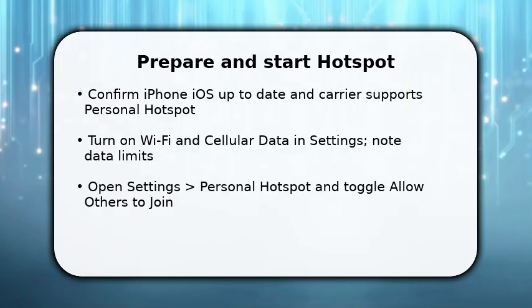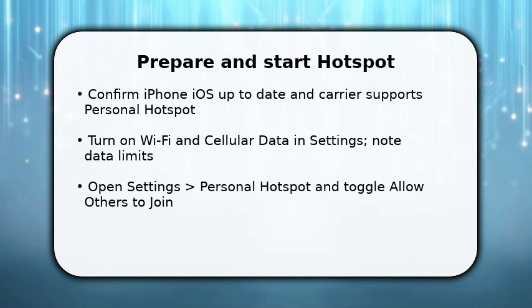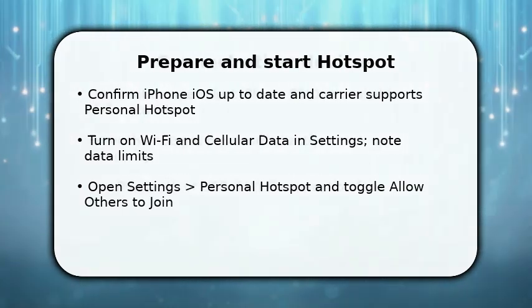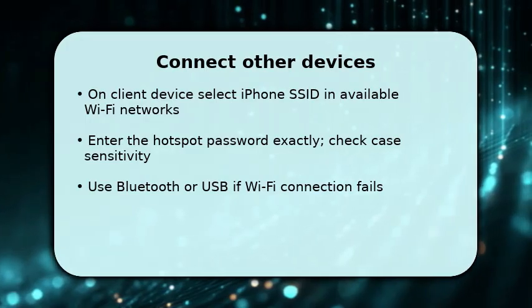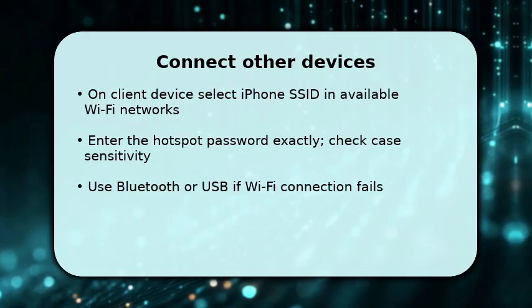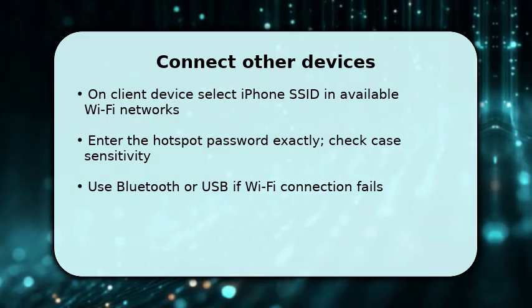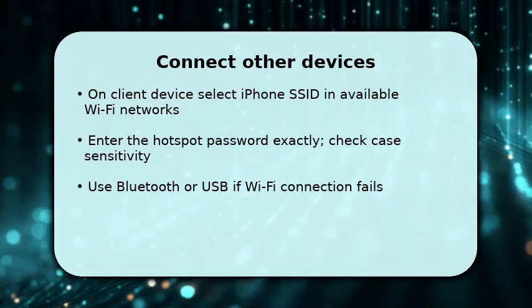You're beginning the connection process now, so keep the phone unlocked and visible while devices attempt to find the hotspot. You now connect the client device. On the laptop or tablet, open Wi-Fi networks and choose your iPhone's SSID exactly as shown in settings. Once selected, enter the password carefully. Passwords are case-sensitive, so double-check characters.